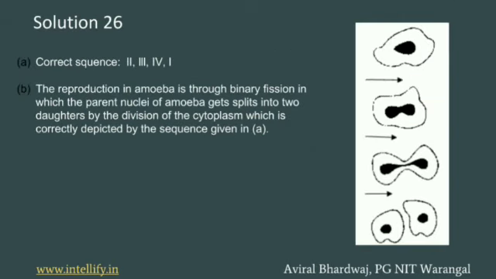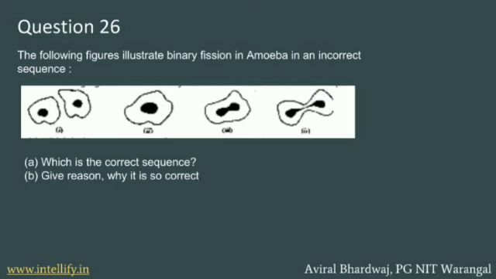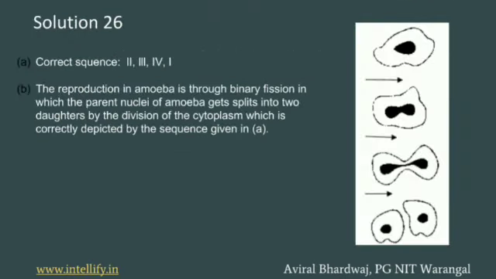The answer is that the right side diagram shows the correct sequence of binary fission of amoeba, step by step. The correct order is second, then third, then fourth, and then first. So learn this diagram. First the nucleus splits, then the cell splits into two parts, and then finally it separates into two daughter cells.